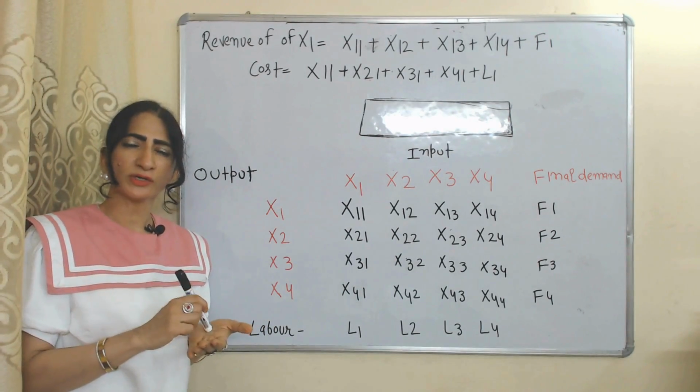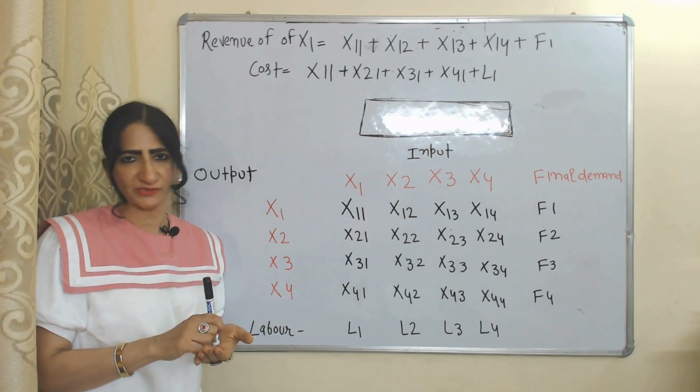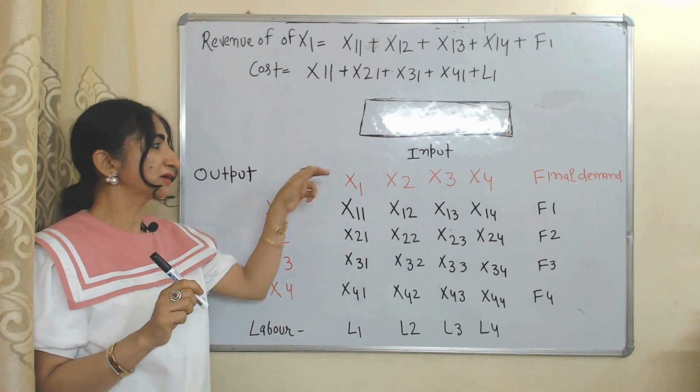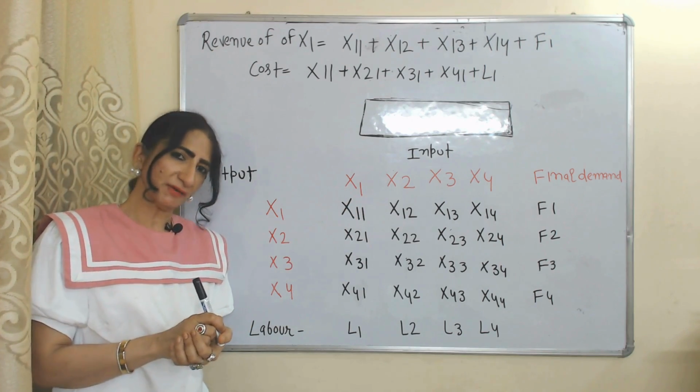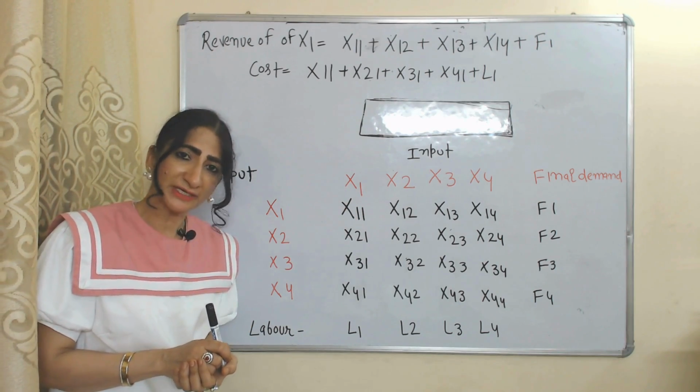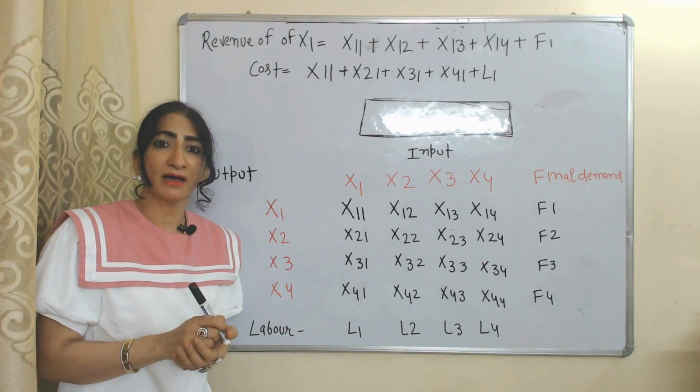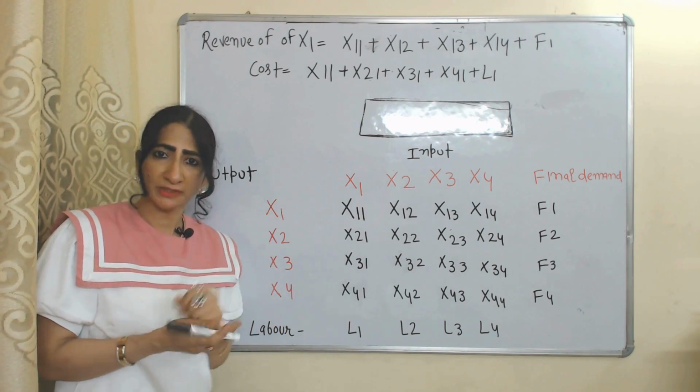Now we will see the cost, revenue and profit of industries. First of all, we will see the cost, revenue and profit of the X1 industry. What do you mean by revenue? Revenue means the income of an industry. An industry can earn income by selling its output in the market.